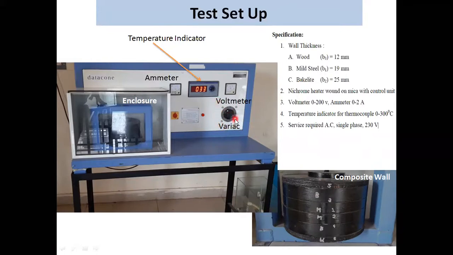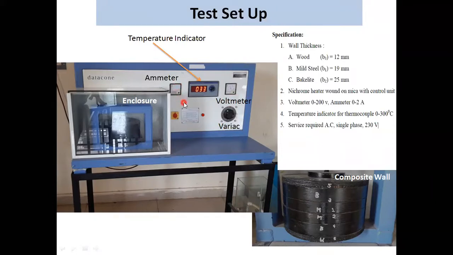Now to control the supplied heat, we are using a variac, which varies the voltage. By varying the voltage, we can change the rate of heat supplied to this electric heating element. How much heat is supplied, we can measure by measuring the voltage through this voltmeter and the current through this ammeter.